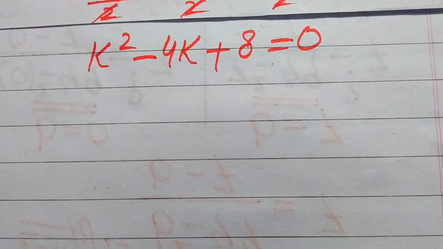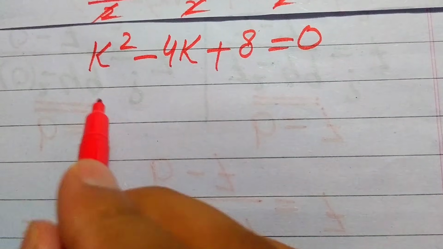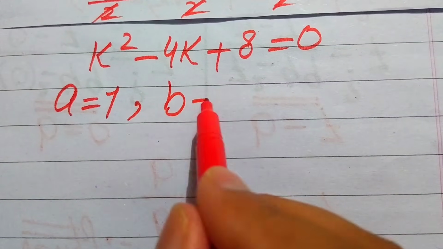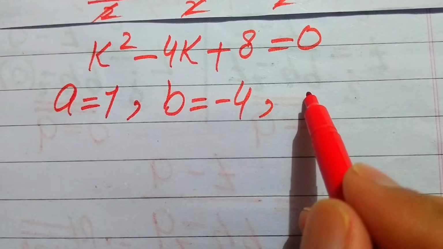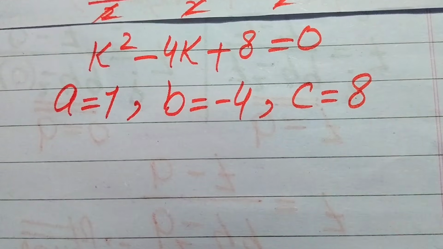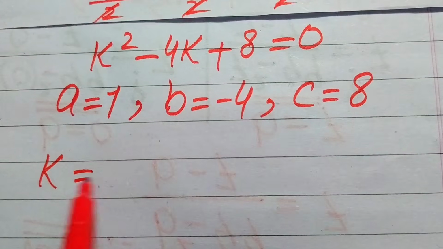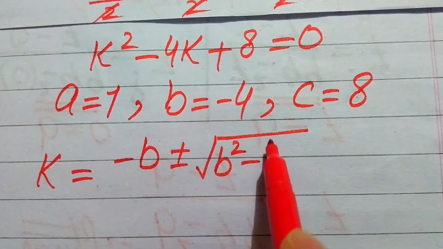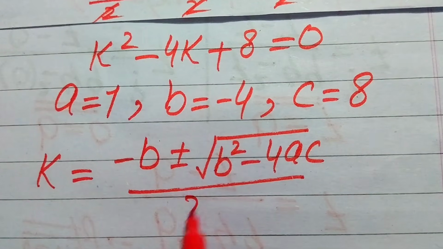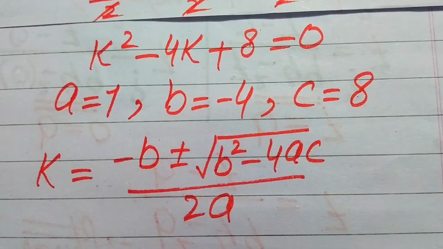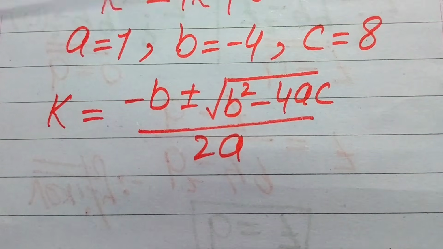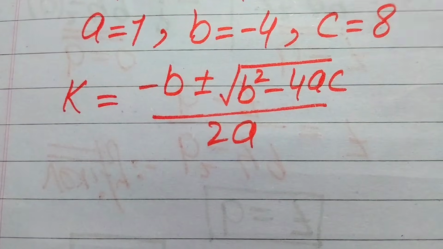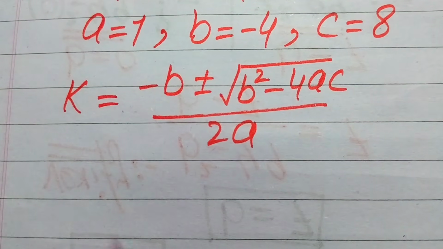And now in the next step we need more simplification, and you see that this is a quadratic equation, and we apply the quadratic formula to solve it. For this, first we write the coefficients of this equation: a equals 1, b equals -4, and c equals 8. And we state the quadratic formula as k equals minus b plus minus square root of b square minus 4ac, divided by 2a. Here we substitute all the values of a, b, and c, and we get the other roots of the given equation.